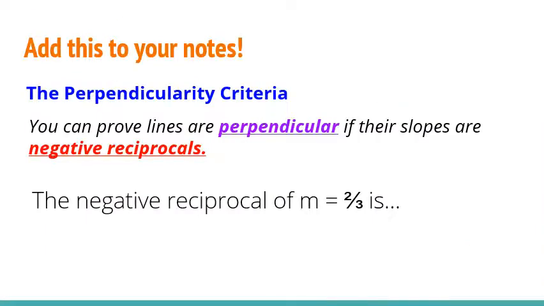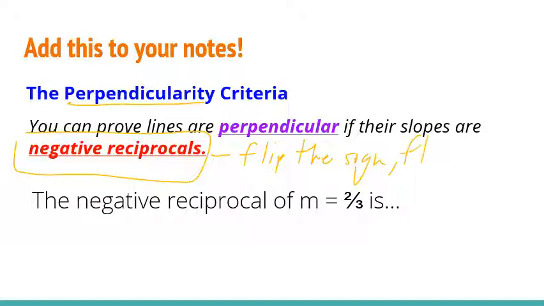All right, let's add this to our notes. This is known as the perpendicularity criteria. So you can prove lines are perpendicular if their slopes are what we call negative reciprocals. Okay, so I'm going to show you what this means. Negative reciprocal means you flip the sign and you flip the fraction. So both of those things have to happen. Flip the sign, flip the fraction. So I'll show you exactly what I mean.